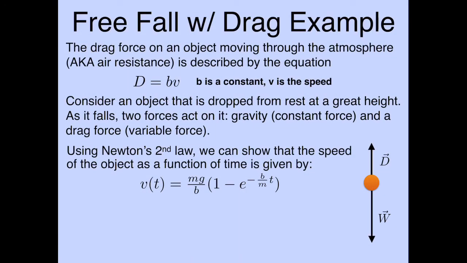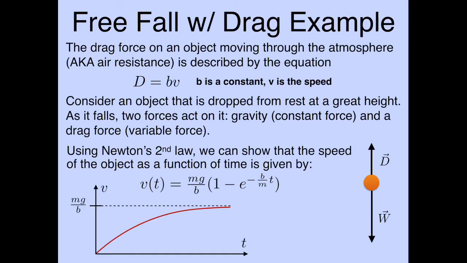And so here's just a recap of what we found. We used Newton's second law to solve for the motion of this falling object that has a drag force. We found that the speed as a function of time is given by mg over b times 1 minus e to the minus b over m times t. So that looks kind of like a complicated expression, but we can make more sense of it if we plot it out. So on this graph, the speed of the object is on the vertical axis, that's v, and then time, that's t, on the horizontal axis.